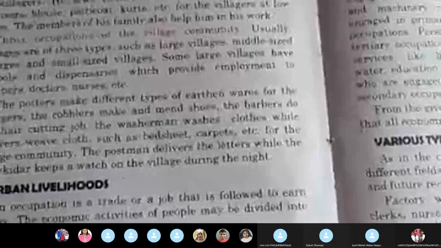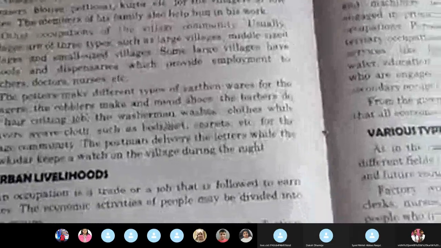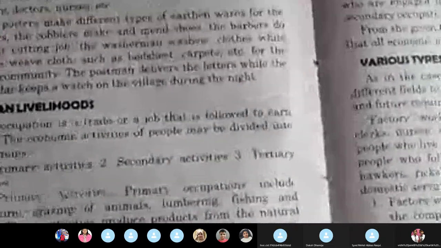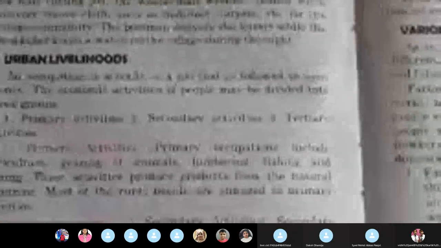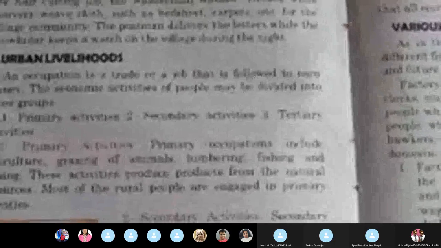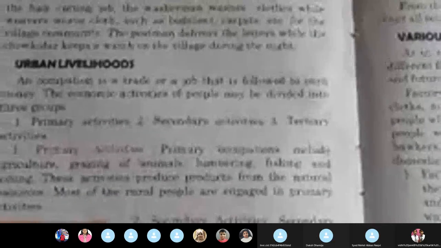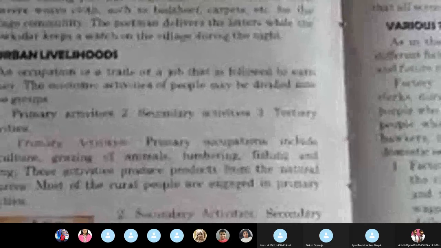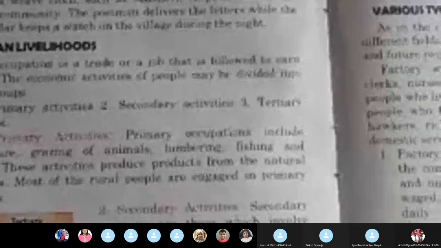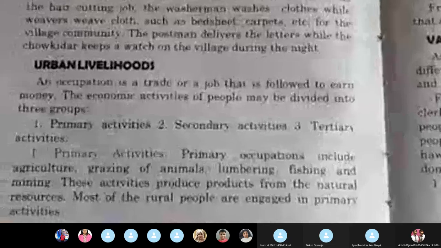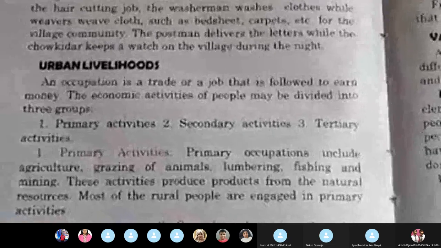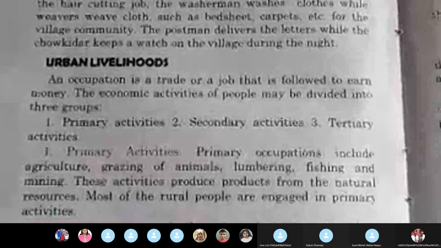Then the potters make different types of earthenwares for the villagers. The cobblers make and mend shoes. The barbers do the hair cutting job. The washerman washes clothes, while weavers weave cloth such as bed sheet, carpets, etc. for village community. The postman delivers letters, while the chowkidar keeps a watch on the village during the night. So in one word, they have also categorized various other people who look after the working in a village, such as the potters, the weavers, the carpenters, the washermen, the barbers, etc. So these are the various people who are employed in rural livelihood.